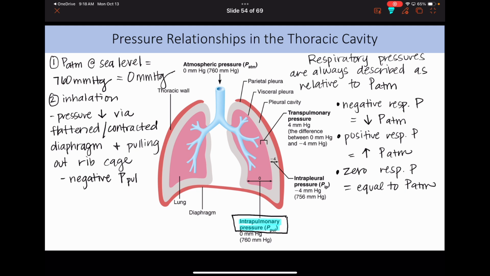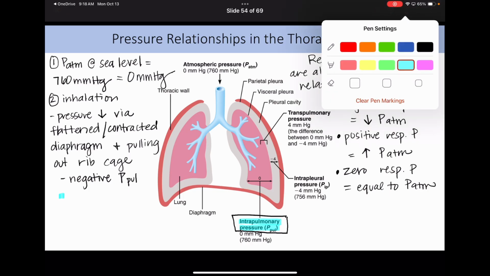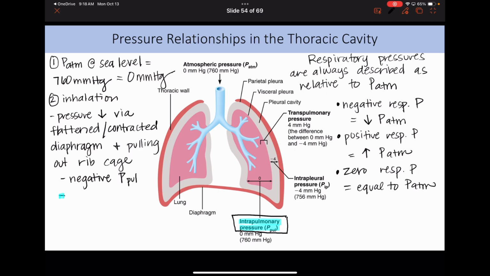So again, for inhalation, you're contracting your diaphragm, you're pulling your rib cage out. This decreases the pressure. And since we're comparing our pressure to atmospheric pressure, you now have a negative intrapulmonary pressure. That just means that the pressure inside your lungs is less than atmospheric pressure. That allows air to move in. So this creates a negative P-pul, and air is sucked in.